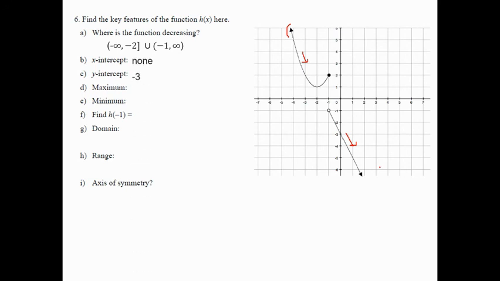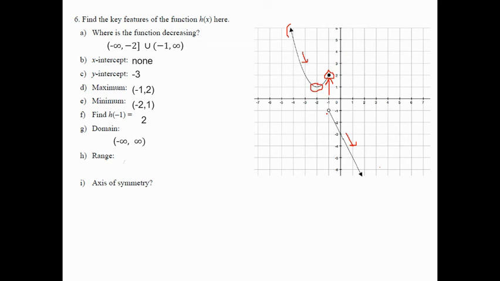We do have a y-intercept, it's -3. Yes, we do have a maximum. This is a maximum. And then we have a minimum, which is right here at -2, 1. It says, what is h at -1? It's not the open circle, it's going to be the closed circle. So that's 2. The domain for this is from negative infinity to infinity because we have a closed circle here. Even though this is open, there's still a value at x equals -1.